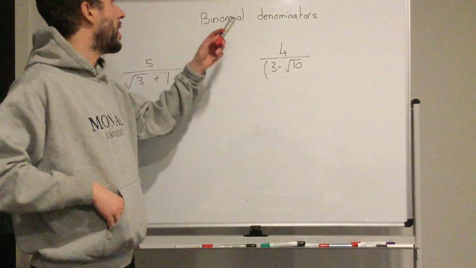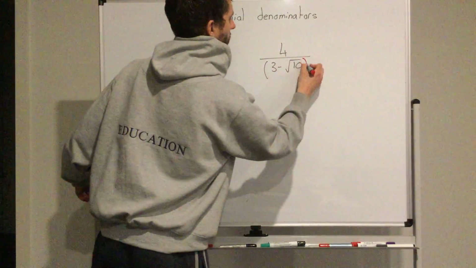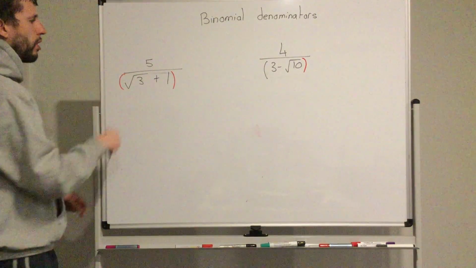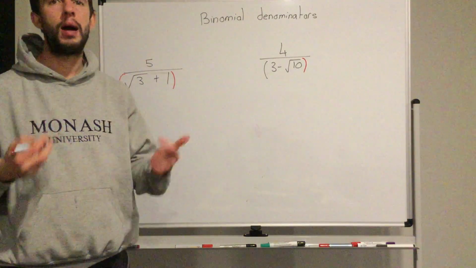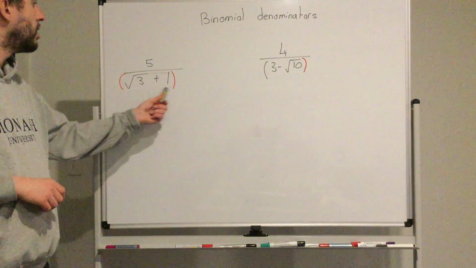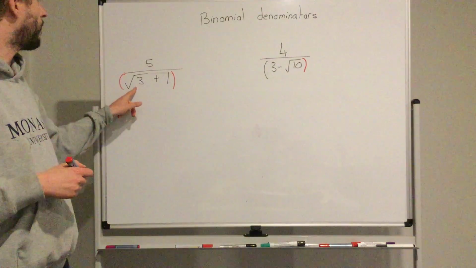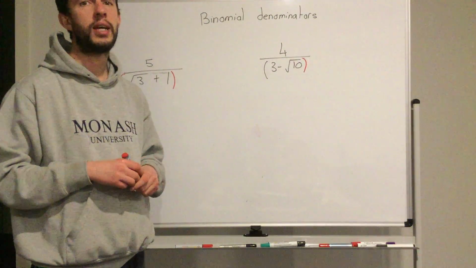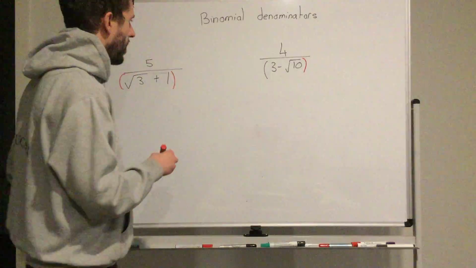We are looking at binomial denominators, and that just means a denominator with two things in the bracket. When I see that, I'm thinking that if I've got another bracket, I'm going to have a polynomial or a quadratic. And we want to get rid of the square roots on the bottom because we don't like square roots as a denominator. So to do that, there's a rule that I would like you to think about.